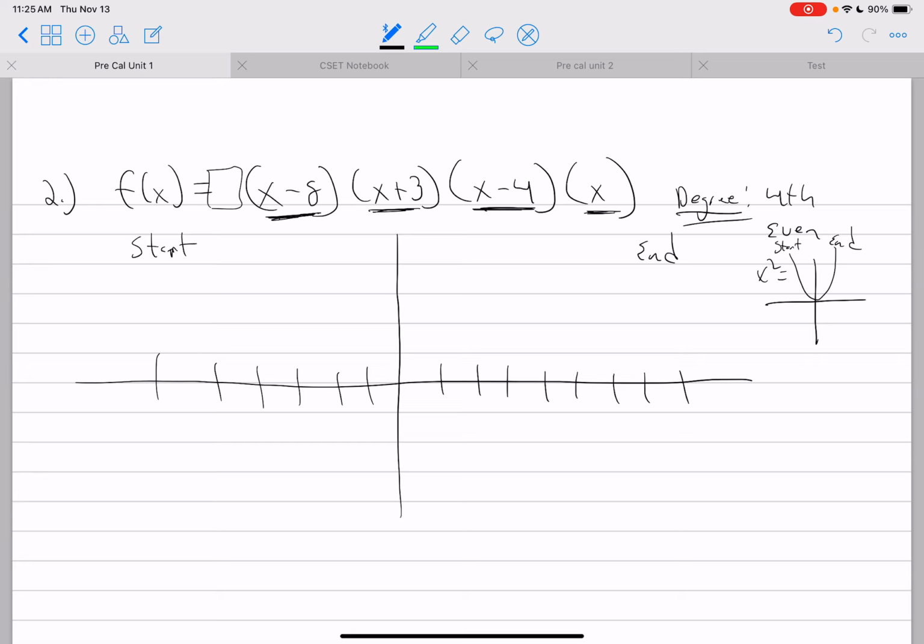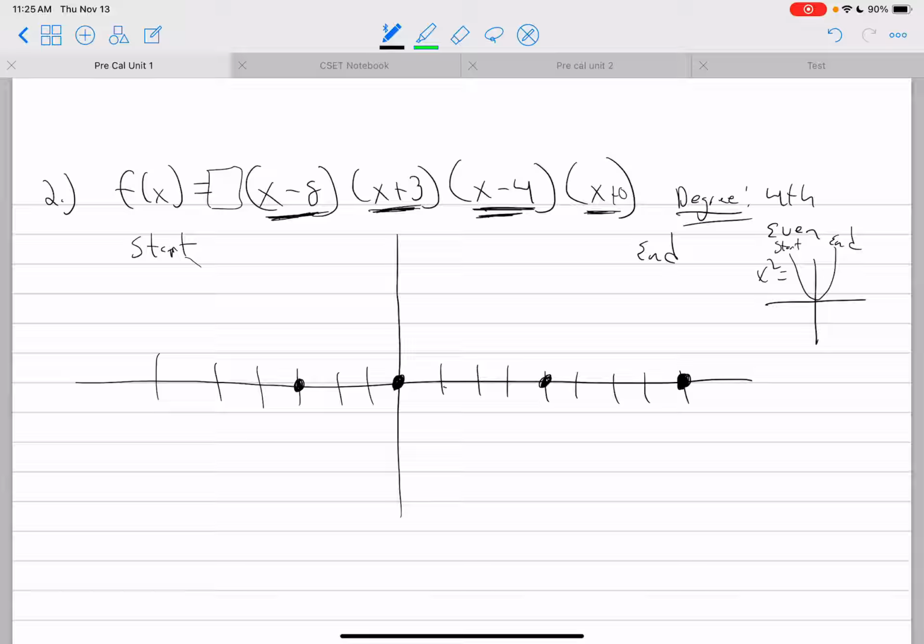All right, I have one root at 8. So one of my crossing points is going to be here. I have one root at -3. So one of my points is going to be here. I have one root at 4. This one, right? 1, 2, 3, 4. I'm going to have a point right here. And I have one root at 0, right? This is x plus 0. So boom. There are my 4 roots.